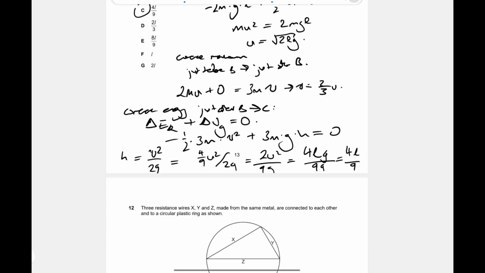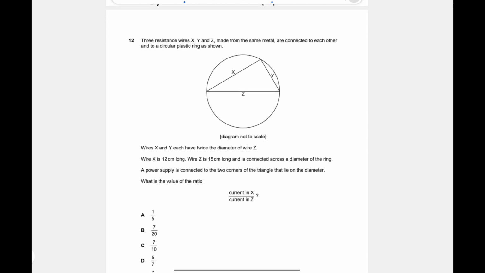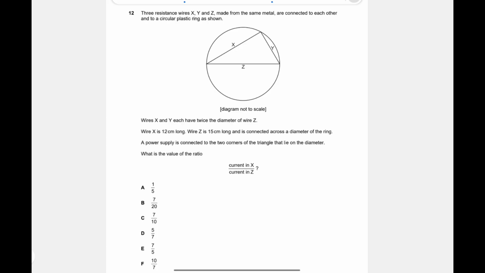Let's see. 3 resistance wires X, Y, and Z made from the same metal are connected to each other in a circular plastic ring as shown. Wires X and Y have twice the diameter of wire Z. Wire X is 12 centimeters long, wire Z is 15 centimeters long, and Z is connected across the diameter of the ring.